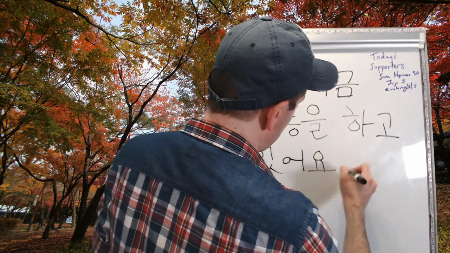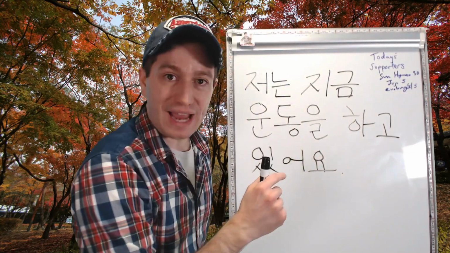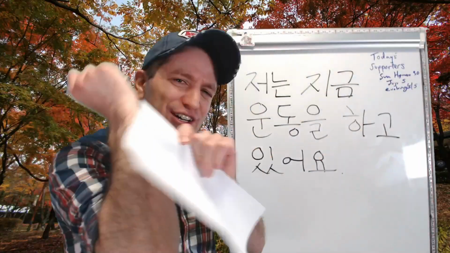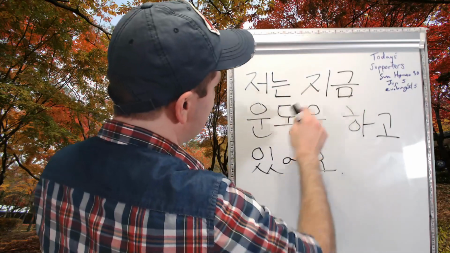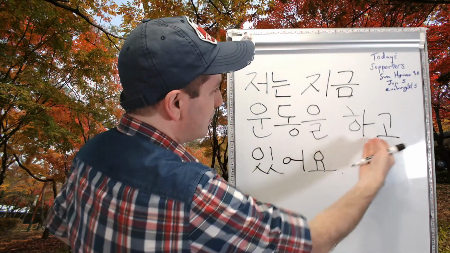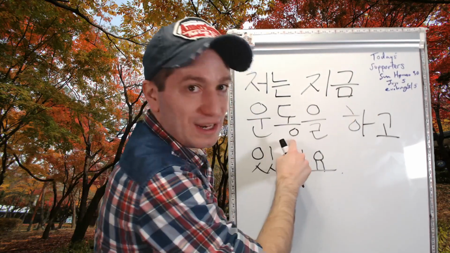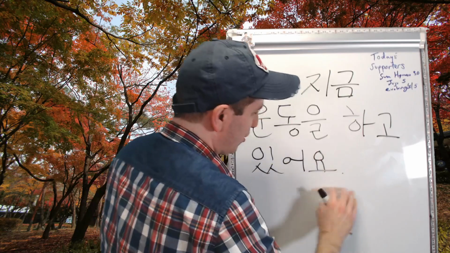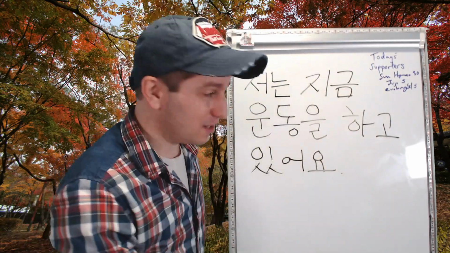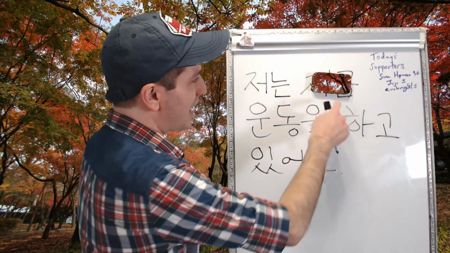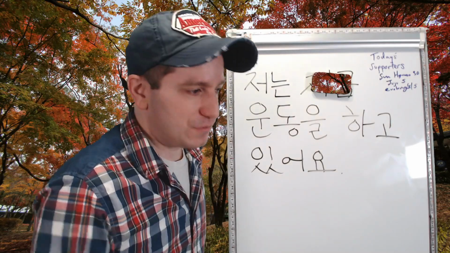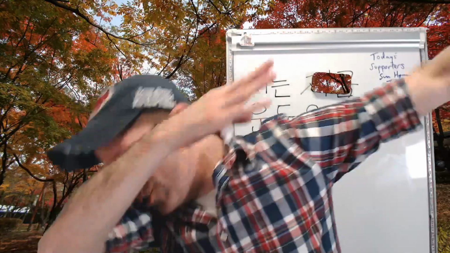So, 하고 있어요. I am doing 운동, exercise. What's exercise? I guess that would be good too for your muscles. 저는 지금 운동을 하고 있어요. So as for me, I am right now, 운동, exercise. 운동을 하고 있어요. I am doing exercise right now. So I am exercising right now. If you were not to add 지금 in the sentence, you could use this to say, I'm exercising right now. You could be lifting weights. You could be dabbing. 운동을 하고 있어요.